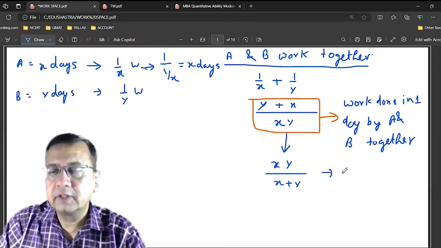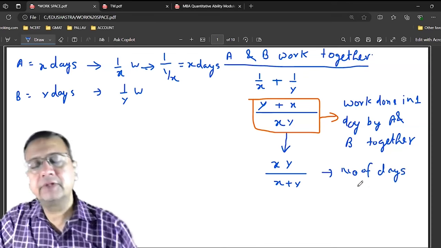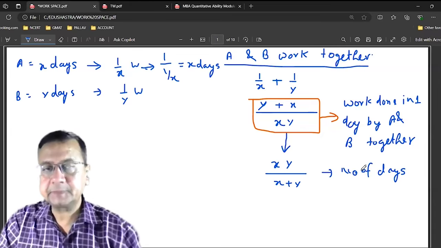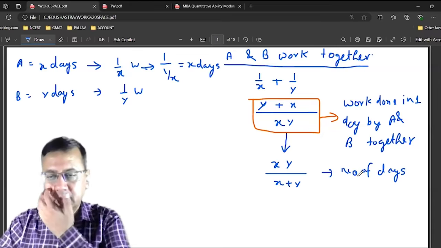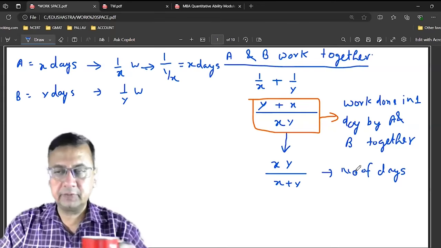So what is this figure? This is the number of days in which A and B can finish the work when they are working together. Right? Then I suppose this much is understandable to everyone. Can we move further?